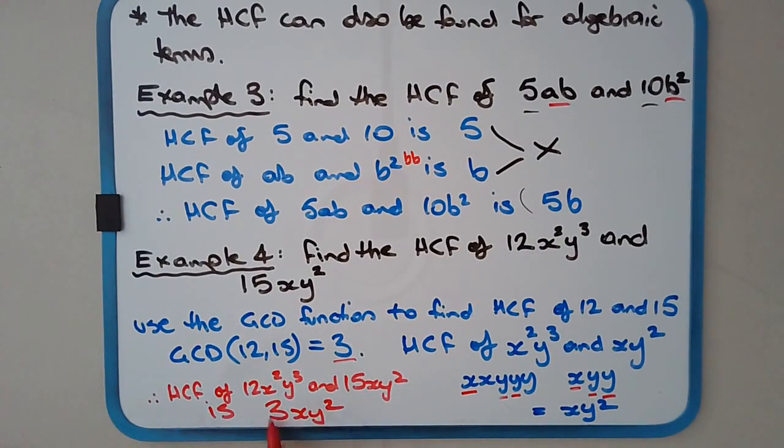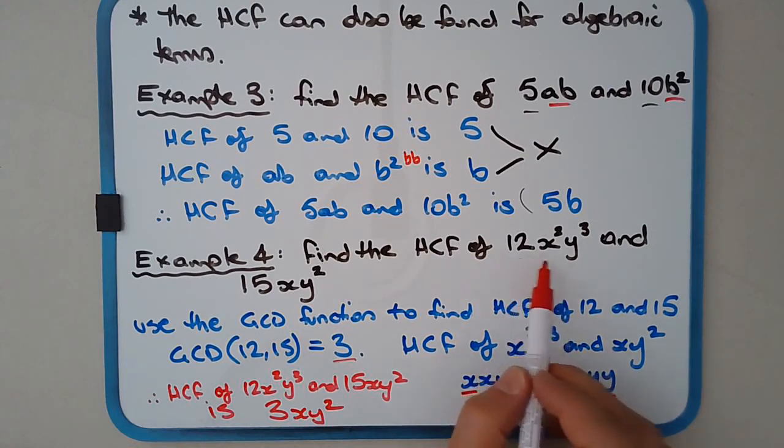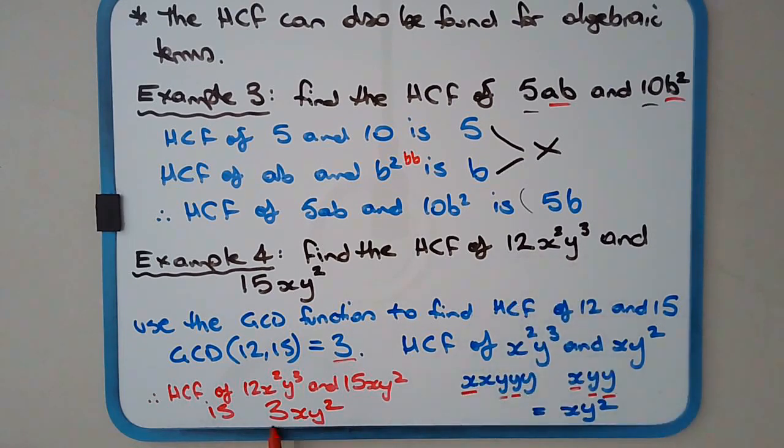So 3xy squared will divide 12x squared y cubed. 3xy squared can also divide 15xy squared. And so that's our solution.